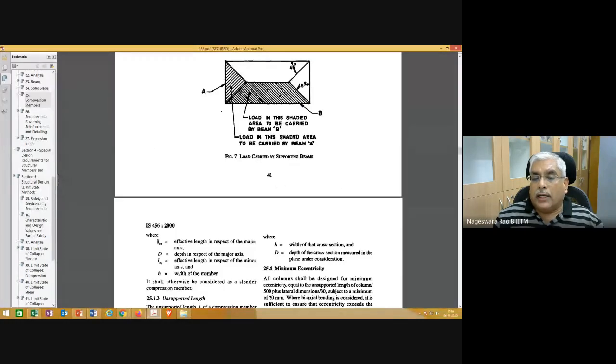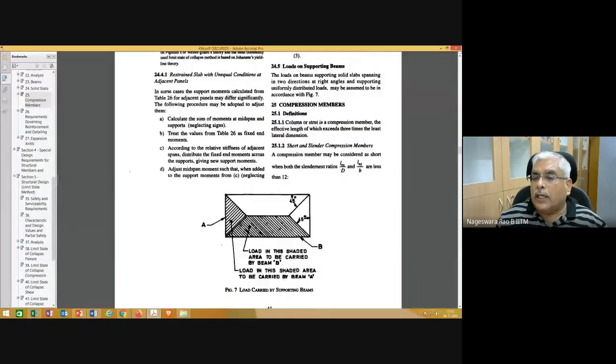Here LEX, LE is to denote effective length, X is to just emphasize with respect to which axis. X is for major axis, Y is for minor axis. LEX is effective length with respect to major axis. LEY is effective length with respect to minor axis. Corresponding depth, okay? Depth with respect to the major axis. Width of the member is nothing but depth with respect to the minor axis. So you take the ratios.